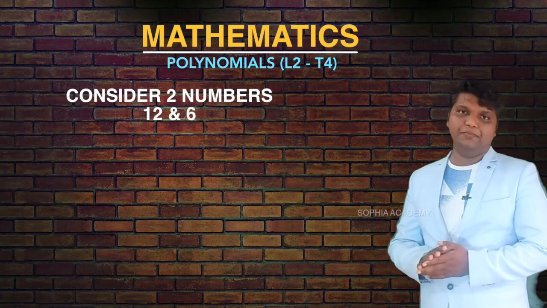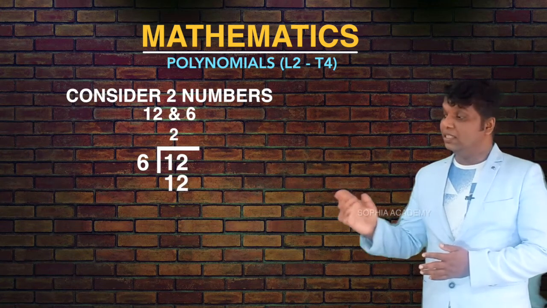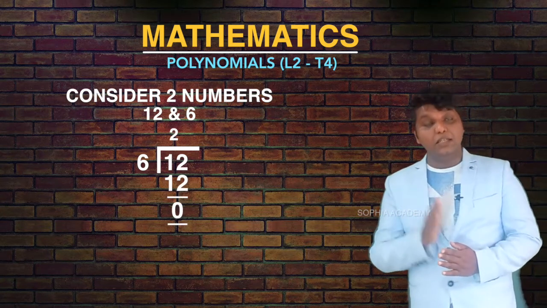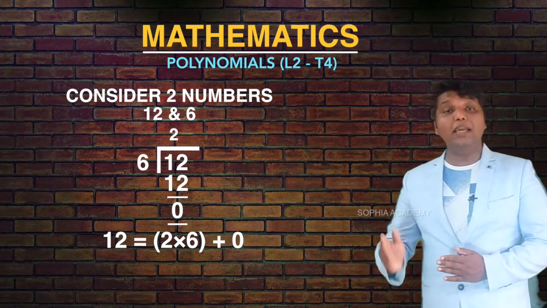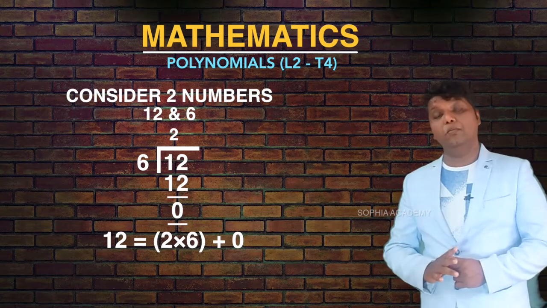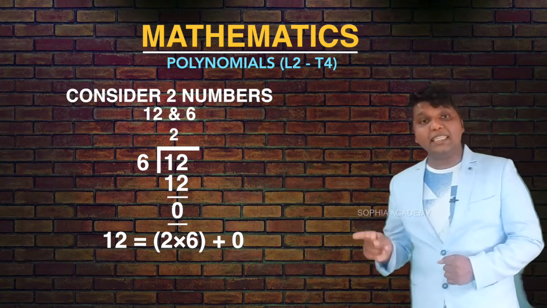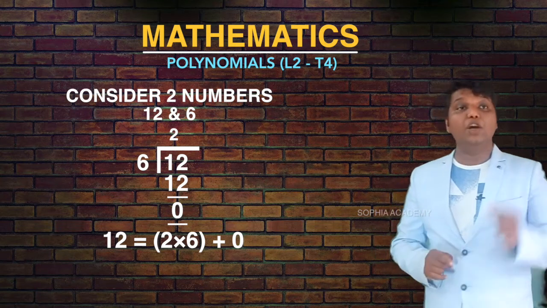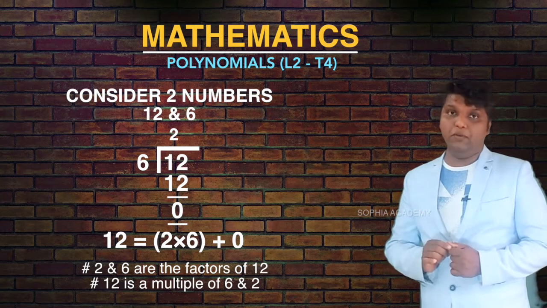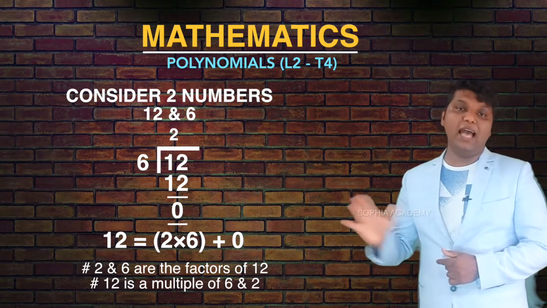12 and 6. Let us divide 12 by 6. How much will you get? 12 divided by 6, you know, 6 twos are 12, then the remainder is 0. So here you can write 12 is equal to 2 into 6 plus 0. That means the remainder is 0, which means it is perfectly divisible. In this case, you can say that 2 and 6 are the factors of 12, or in other words, 12 is a multiple of 6 and 2.